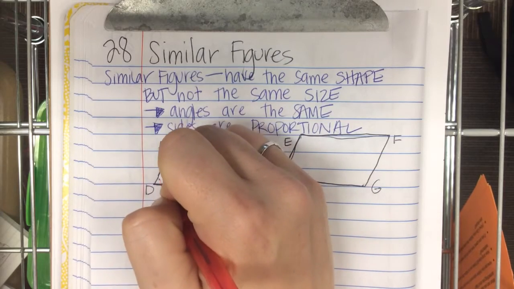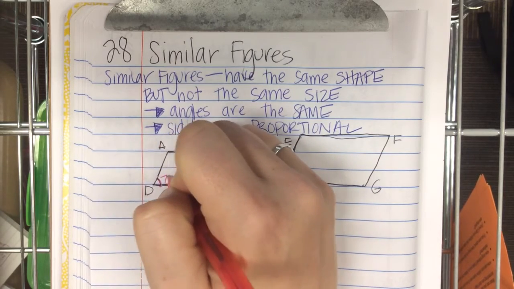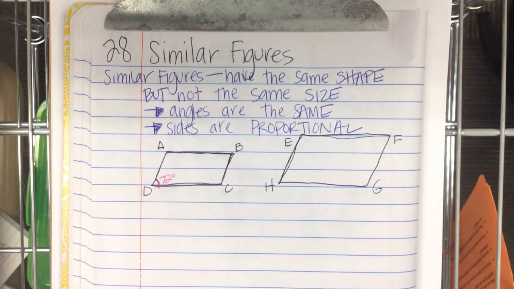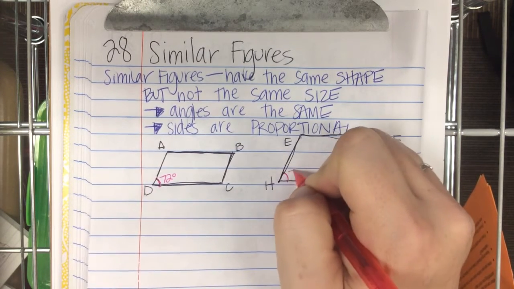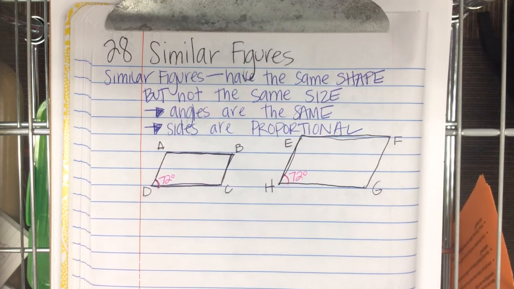I know that angle D right here is 72 degrees. What else is 72 degrees? H. Because their angles are the same. In similar figures, their angles are the same. But their sides are not.